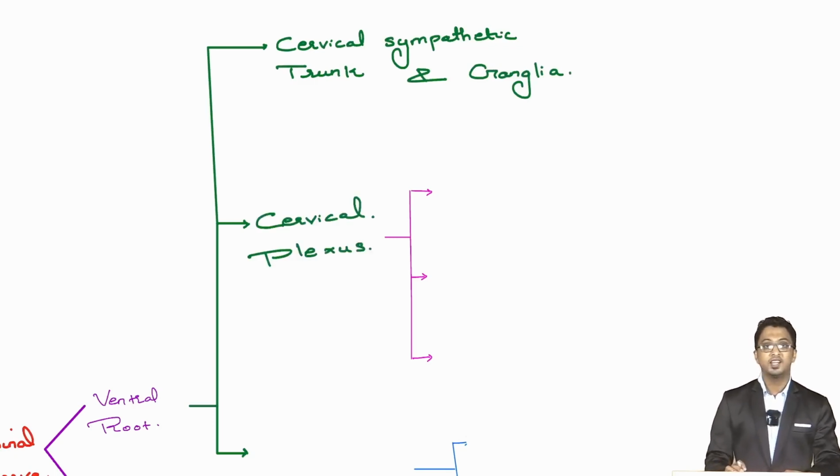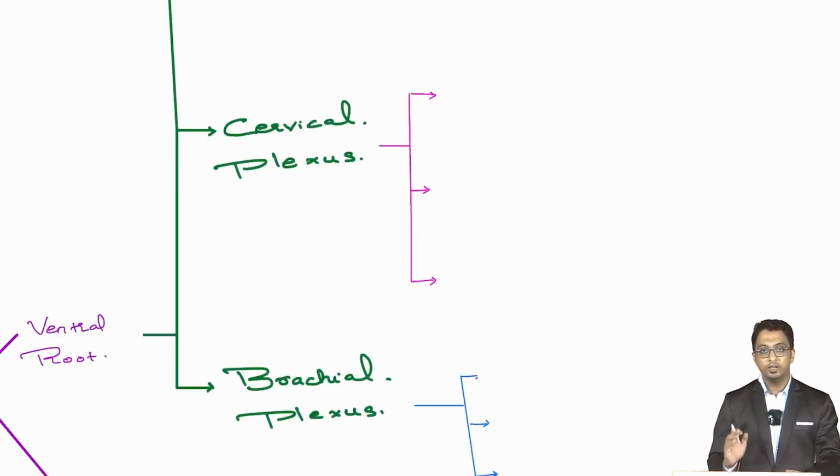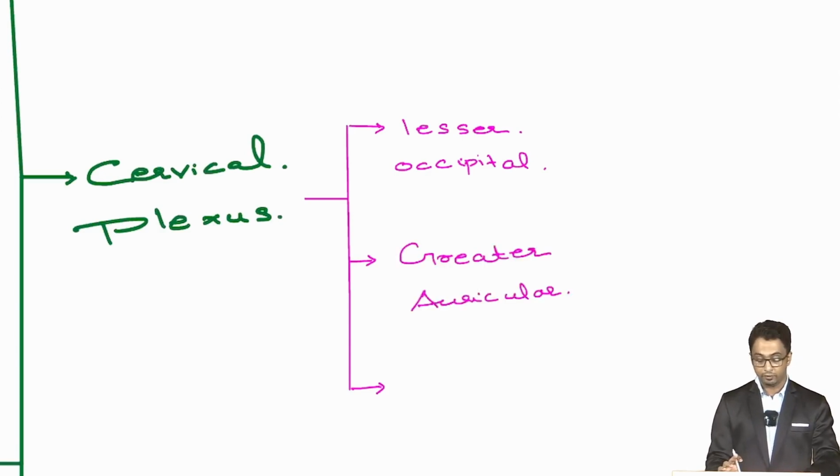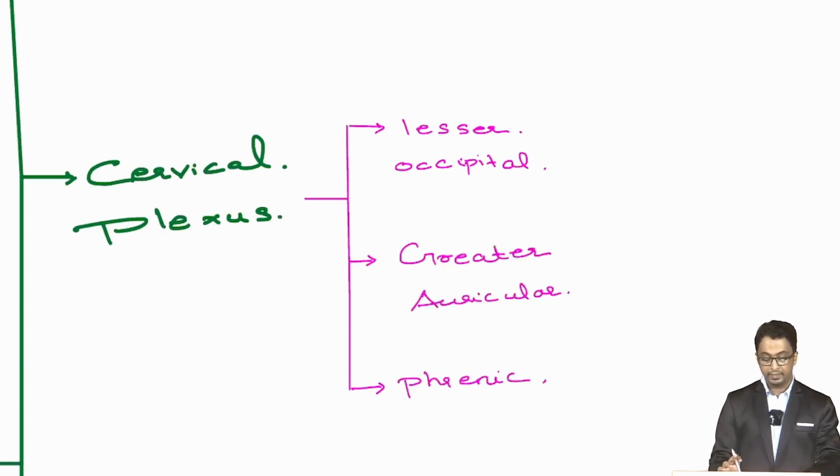We're going to discuss the cervical plexus associated with the ventral root. And again associated with the ventral root, we have the brachial plexus. Associated with the cervical plexus, I'll describe it in detail. I'll show you a diagram, with some important structures and some comparison between brachial plexus and cervical plexus. Cervical plexus has nerves called lesser occipital, greater auricular, and phrenic nerve. Very three important structures. You come across this again and again.